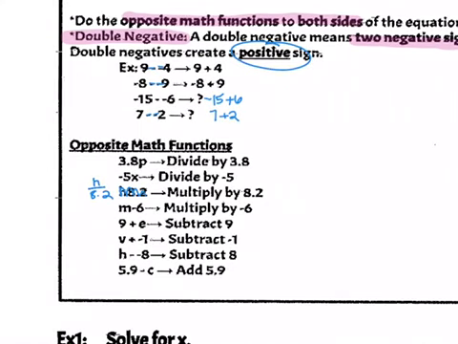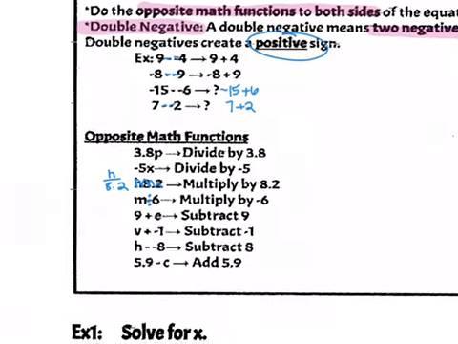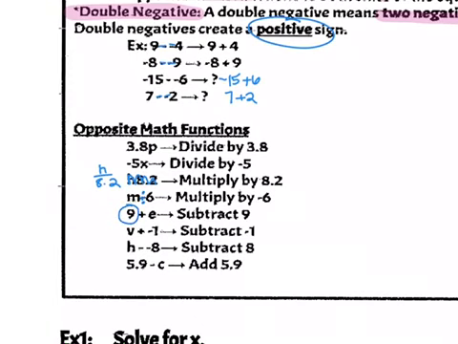So if you see something that looks like a fraction, it's division. So that's basically saying h divided by 8.2, some number divided by 8.2. And so the opposite would be to multiply. Same thing if you actually see the division sign. M divided by 6, so the opposite would be to multiply. 9 plus e, if we've got just a positive number in the front, there is no sign, but we know that that's a positive if there's not a sign in front of it. So the opposite would be to subtract, okay?